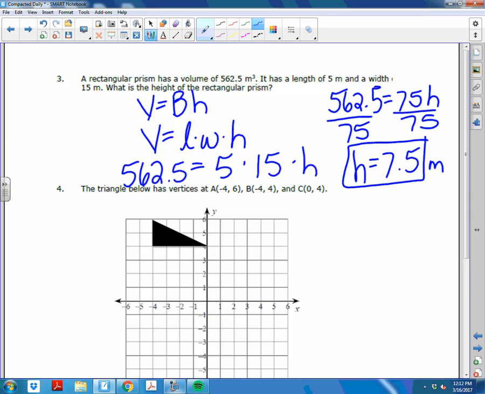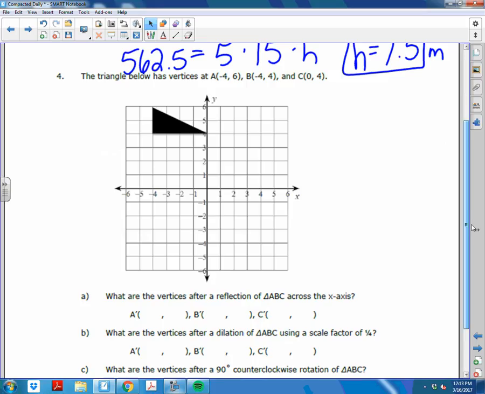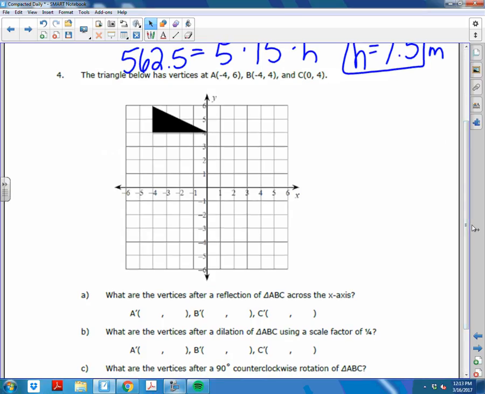Okay. It's funny though when you correct someone and you're wrong. That's the funniest thing when that happens. Okay. 7.5 meters. Okay. No, not meters cubed.